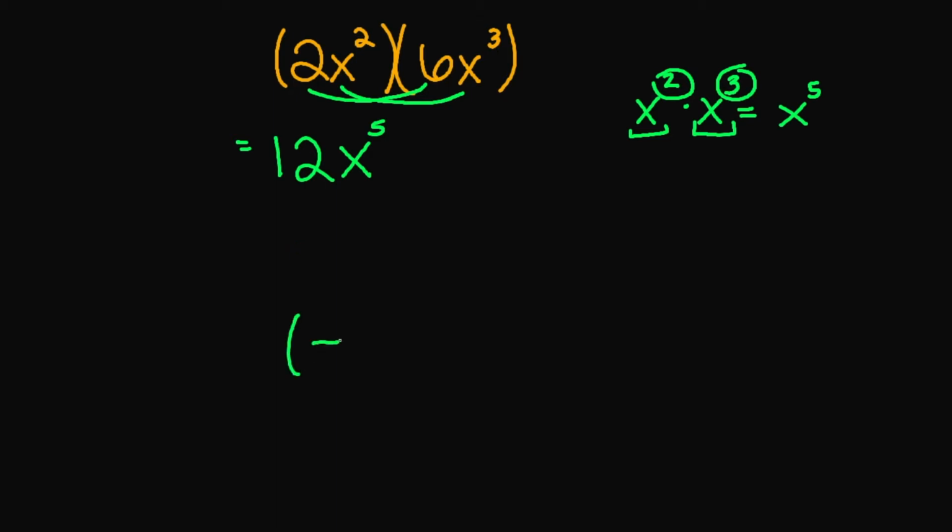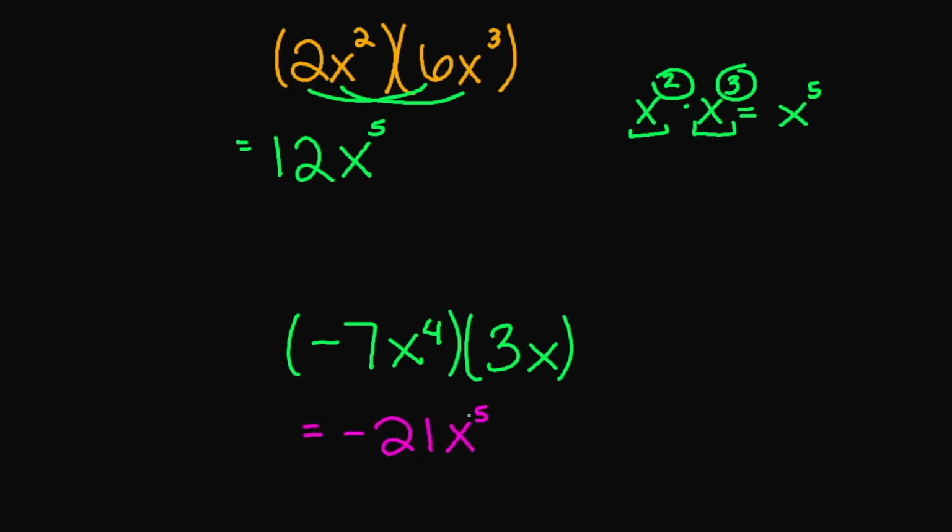What if you had negative 7x to the 4th times 3x? All right, so this is going to give us a negative 21x to the 5th. And this is how we're going to get our answer. You multiply negative 7 times your 3, that's going to give us negative 21.